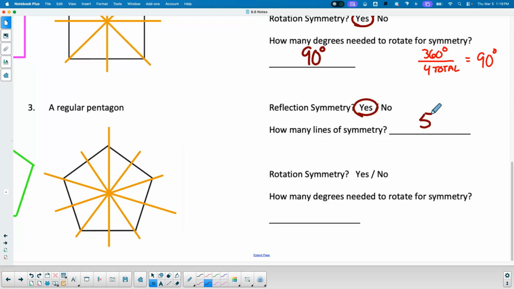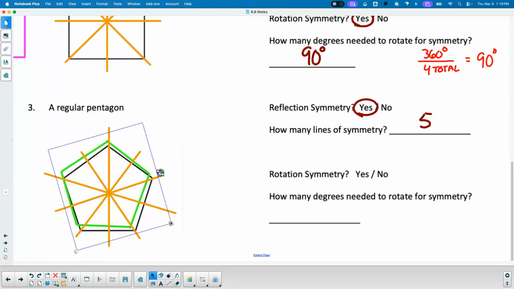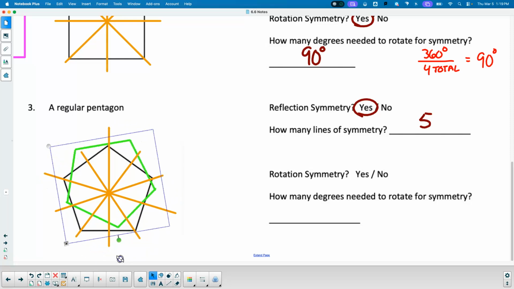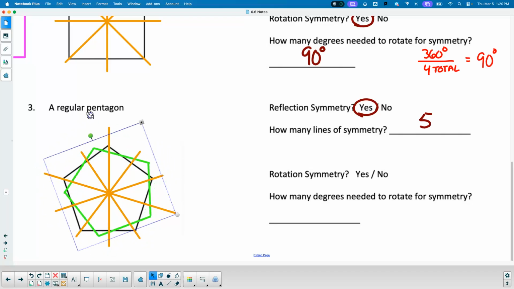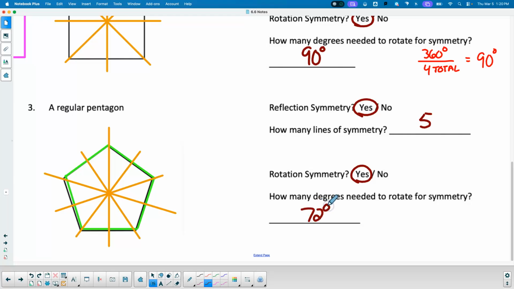So yes on rotational symmetry. Let's just see, because this is one of those goofy ones we haven't talked about yet. If I rotate it through, there's 1, 2, 3, 4, and 5 gets me back to the start, right? It's 72. That's 360 divided by 5.